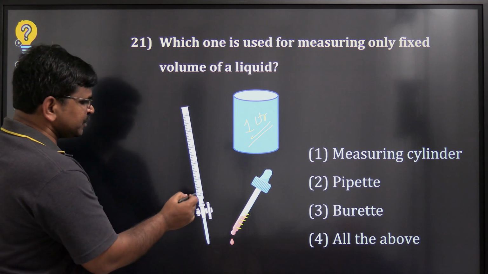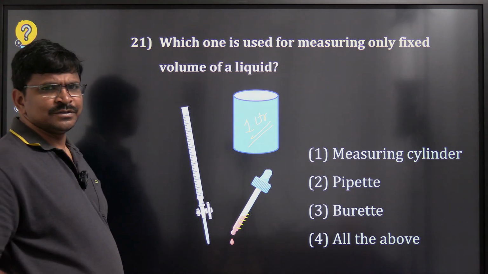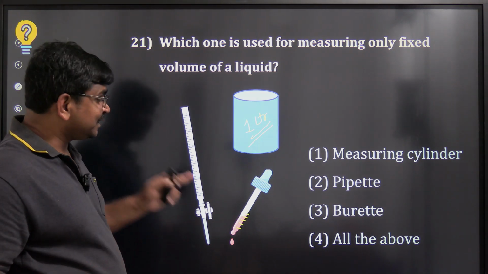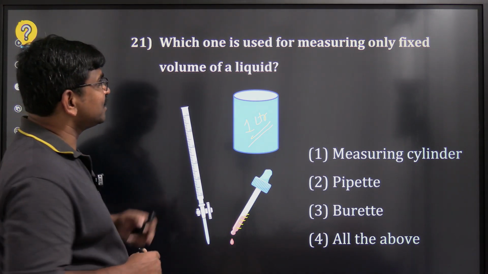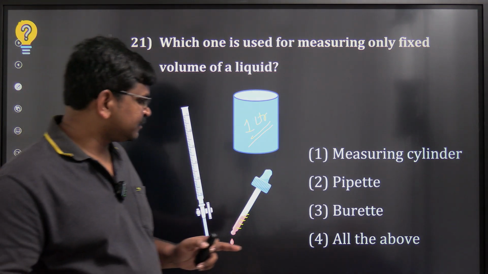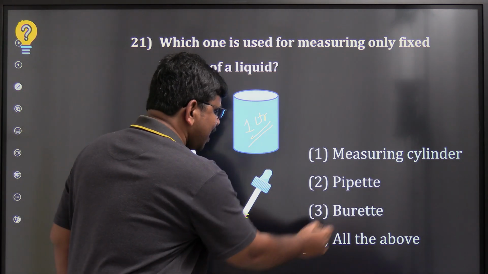And this is also for the fixed measurement. See, you can observe the readings here. So beyond these measurements we can't take with these instruments. So the correct answer is measuring cylinder, pipette, burette, all 3 will come into this category. So the correct answer is all the above.